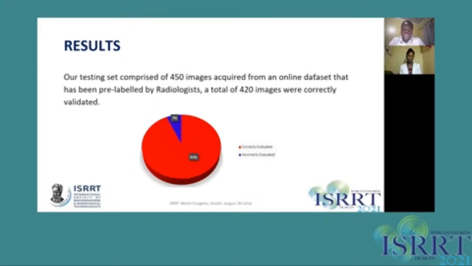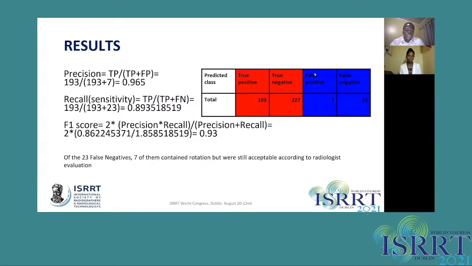Of the 450 images, a total of 420 matched radiologist evaluation, leaving us with a 93% rate of accuracy. We proceeded to calculate the precision and sensitivity scores of 0.965 and 0.89 respectively, and finally an F1 score of 0.93 for our model as a statistical measure of its accuracy.